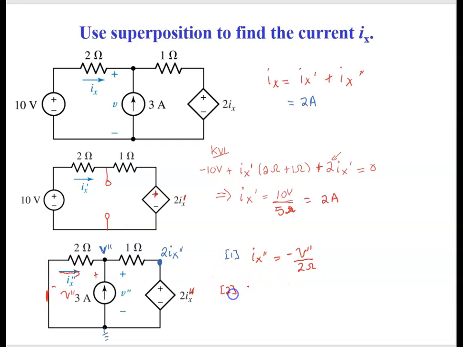Our nodal equation: we have (V double prime minus 0) over 2 ohms plus (V double prime minus 2Ix) over 1 ohm is equal to the 3 amps flowing in, right? So we just have the one nodal equation. When we simplify that, we multiply through by 2.